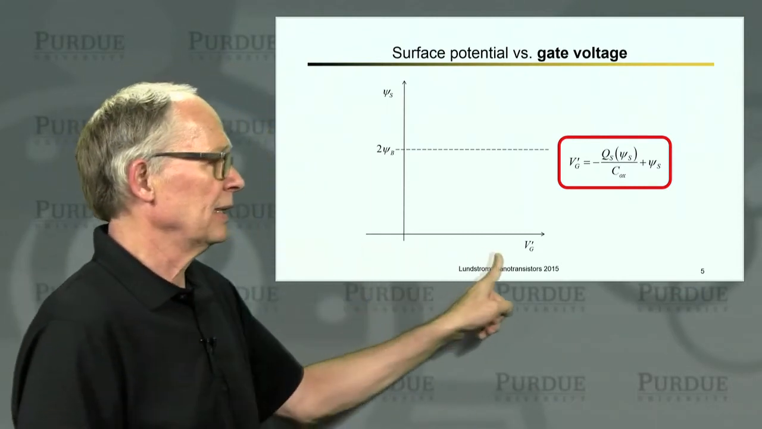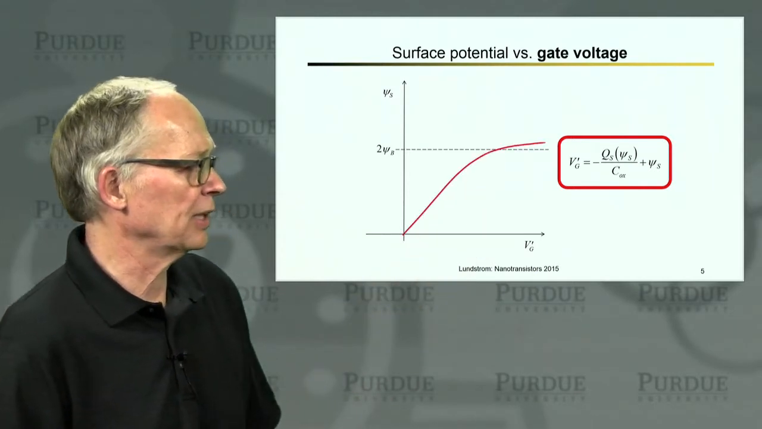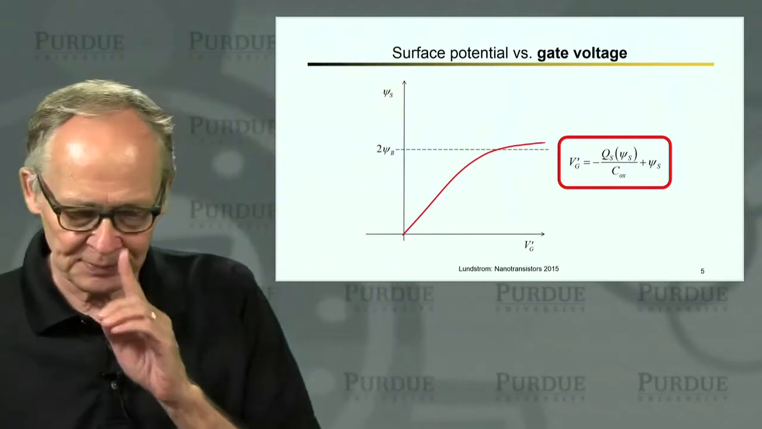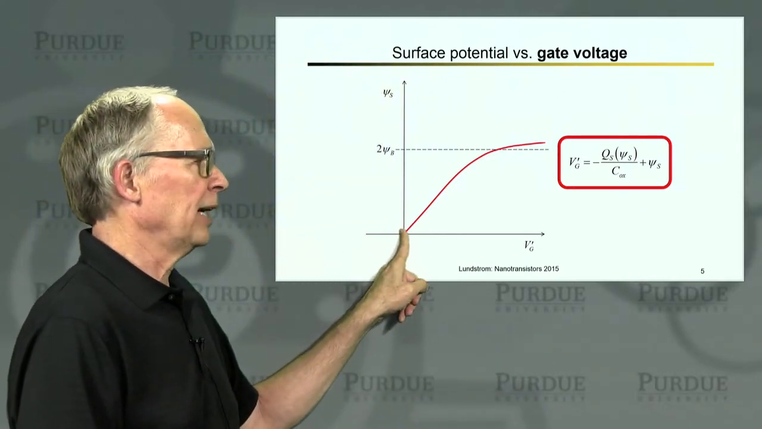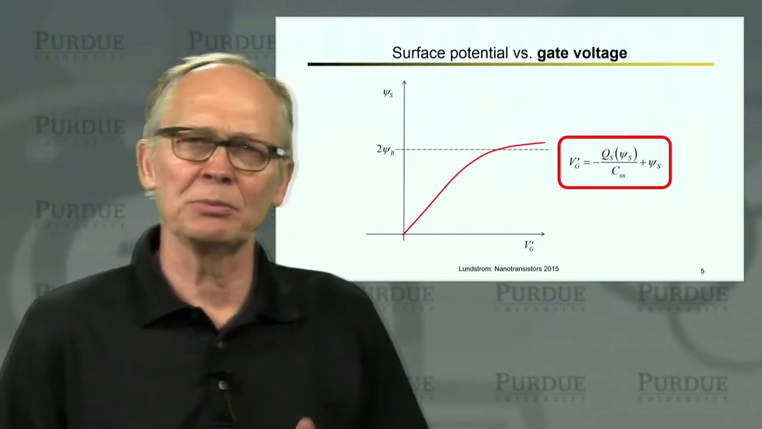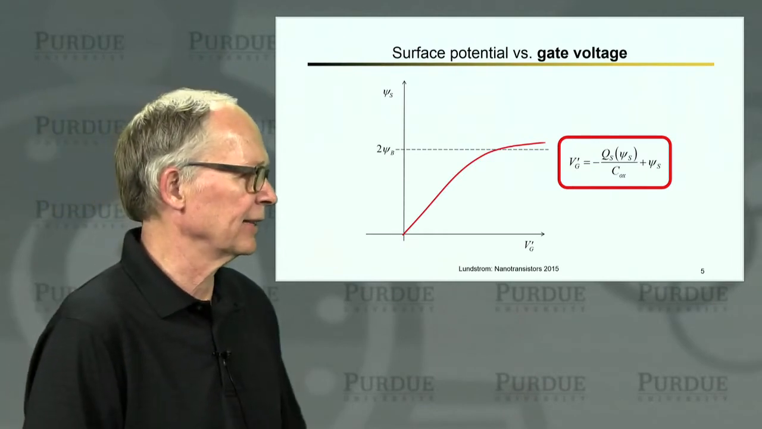So if I increase the gate voltage, I expect to increase the surface potential, and the curve will do something like this if I just go through that procedure. Initially, if I apply a positive gate voltage, I get a positive surface potential. They're almost in proportion. The slope isn't quite 1. We'll talk about why that's the case later.